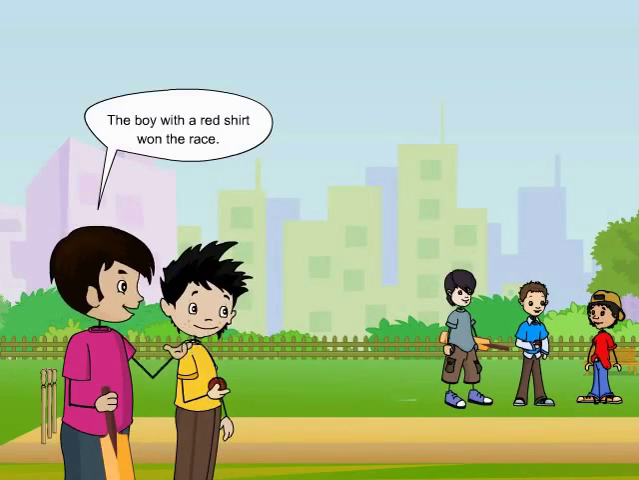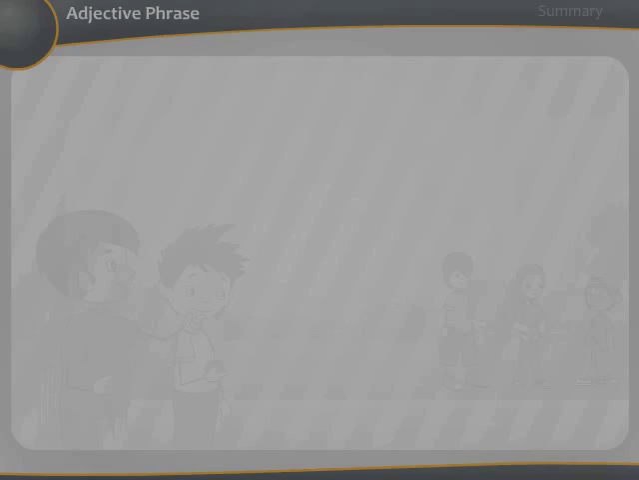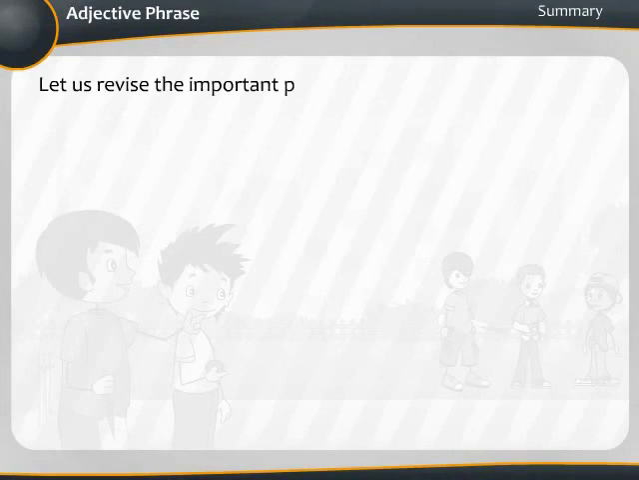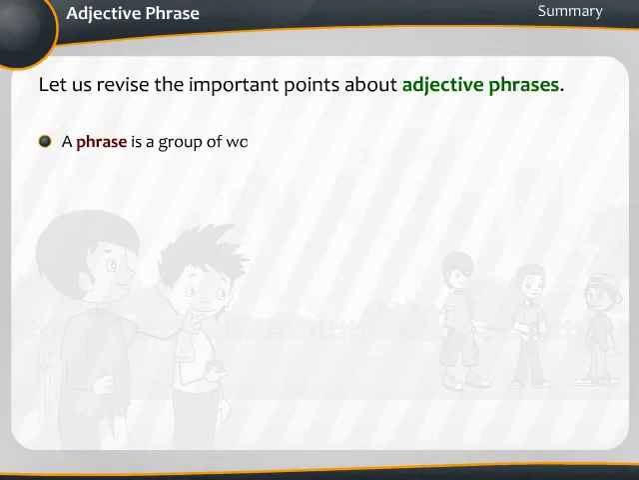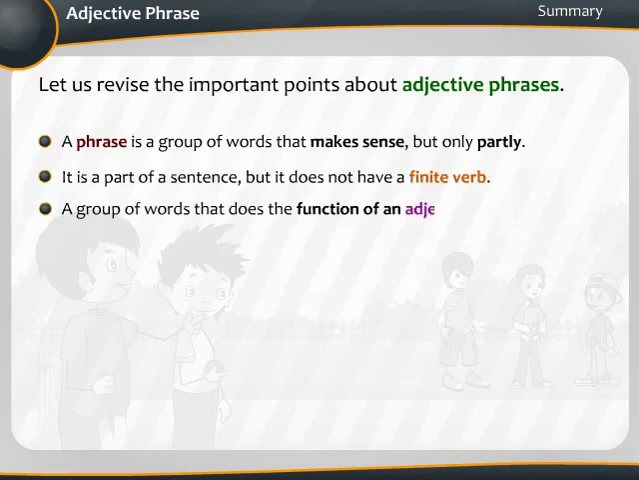Well, Kevin has understood the concept of adjective phrases. Let us revise the important points to help him retain the concepts. A phrase is a group of words that makes sense, but only partly. It is a part of a sentence, but does not have a finite verb. A group of words that does the function of an adjective in a sentence is called an adjective phrase.